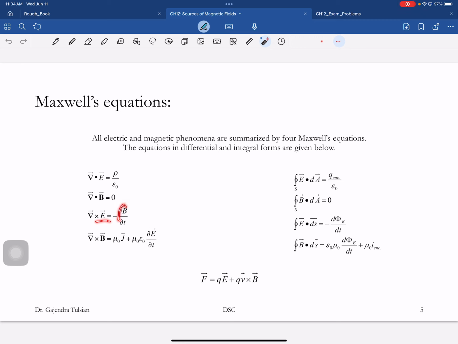This equation tells you time-varying magnetic fields produce electric fields. This equation tells you currents, moving charges, produce magnetic fields. Also, time-varying electric fields produce magnetic fields. And this equation tells you, once you have produced all of this, electric and magnetic fields, what is the effect of those fields. The electric field will exert a force on a charged particle, and a magnetic field will exert a force on a moving charged particle.